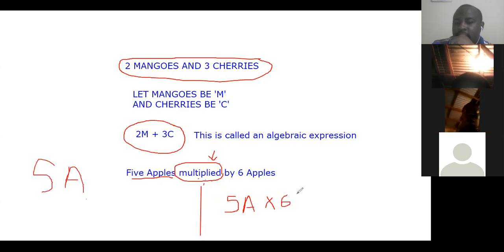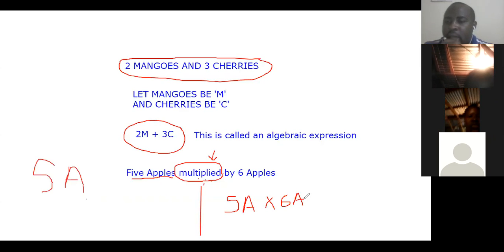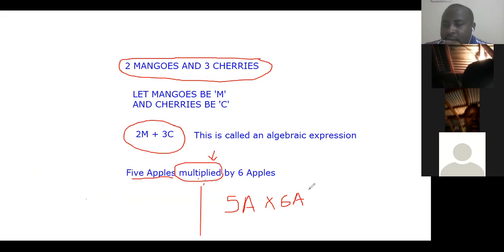And this is our algebraic expression. So this says 5 A's multiplied by 6 A's. Got that? And that is what we call an expression, an algebraic expression. All right? Good.